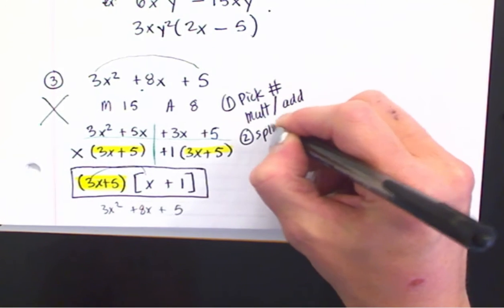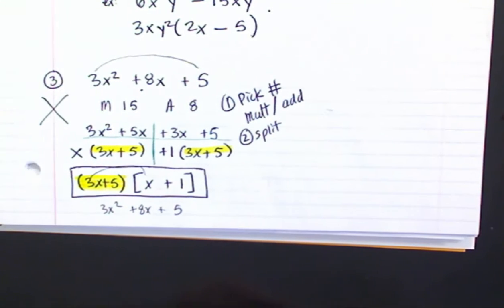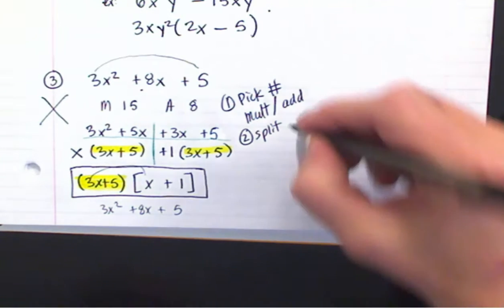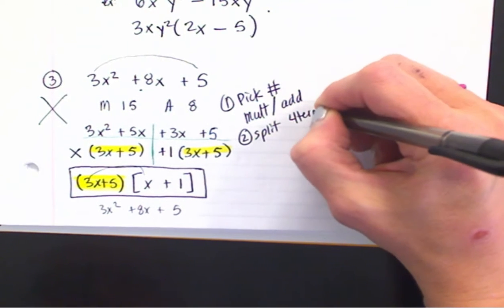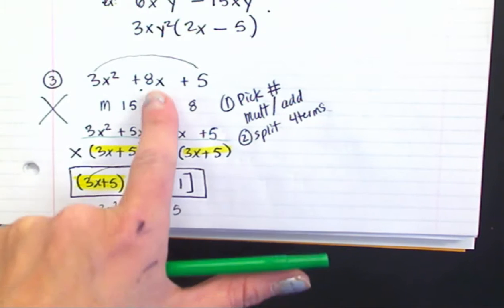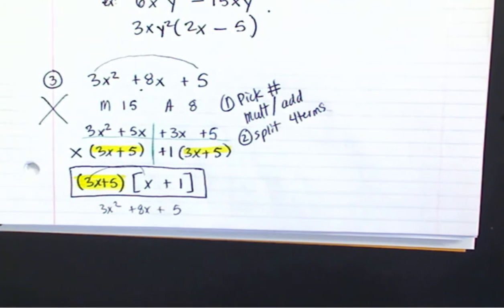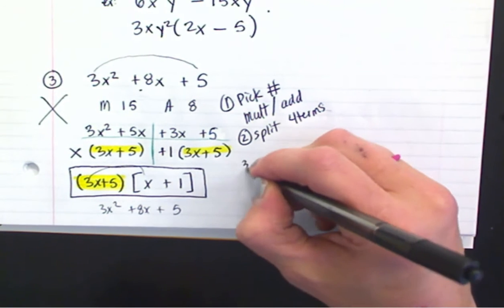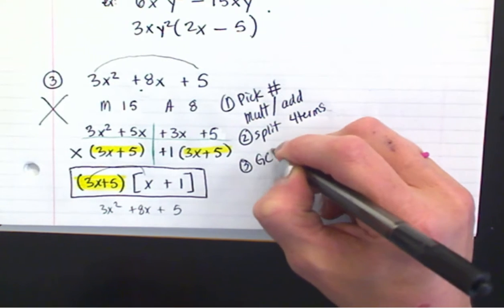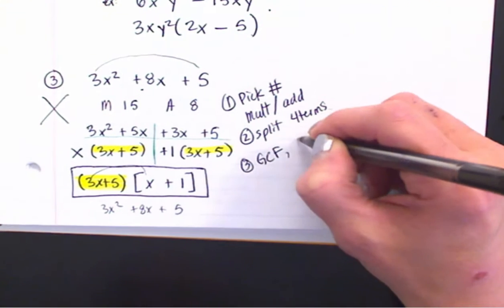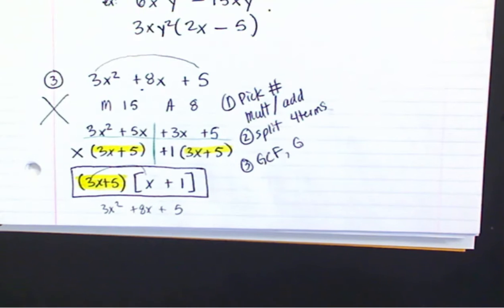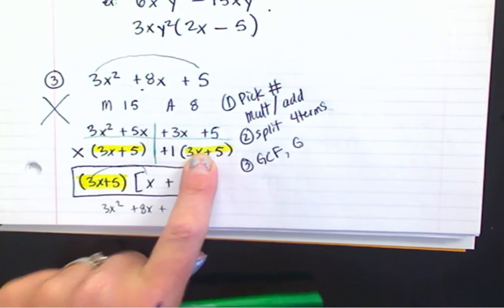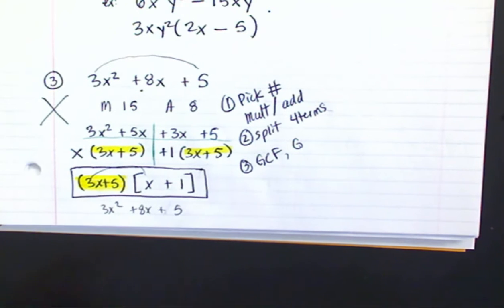Second, we split it. I split it up into 4 terms. Notice how it's the middle. The 8x is what's splitting. Third, GCF. I'm just going to write it 3 times because I did GCF 3 times. First group, second group, third time. You do GCF 3 times. And then you have your answer.